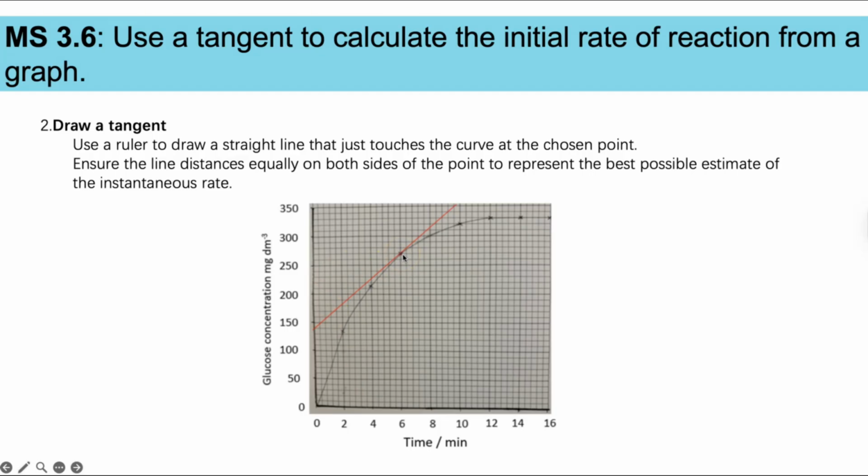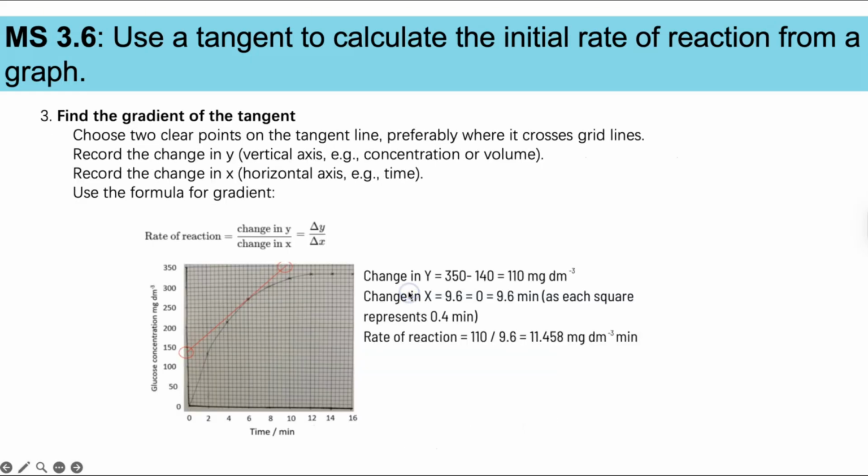And then either side of where it touches, the gap between your tangent and the curve should have equal angles. So we can see here the gap between those two, that angle there and that angle there is equal. So that's how you know the angle or the position to place your ruler to then draw that tangent.